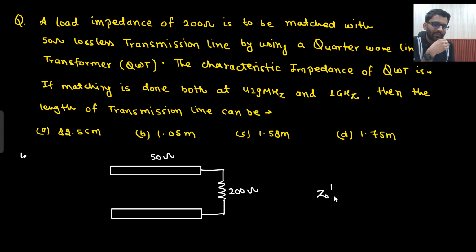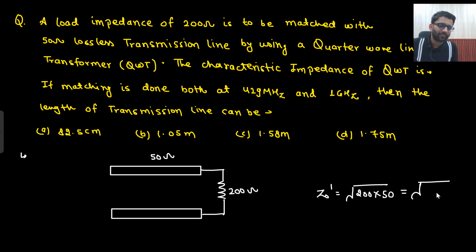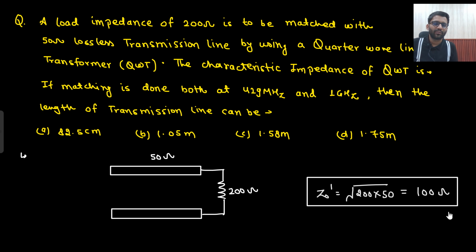That characteristic impedance would be the square root of 200 into 50. So directly you will remember it. You do not need to derive it there. So what is the answer you are getting? 100 ohm. So this is the first portion of this question.